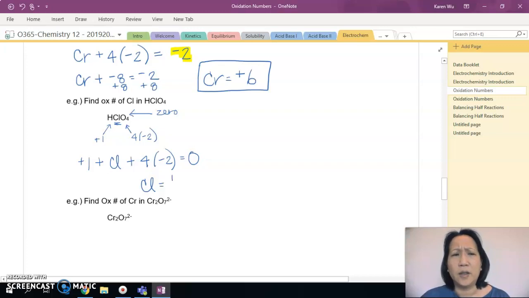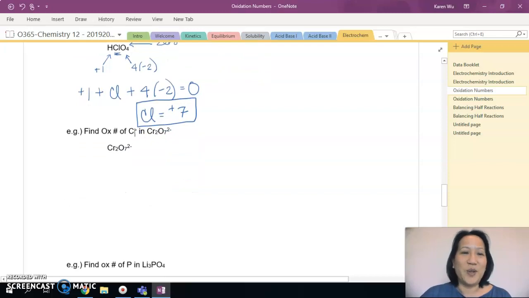Hold on. I'm doing this wrong. Plus 1, okay. 4, here's a -8. Here's a -7 is a +7. Wow, cool. Let me just double check. Plus 1 plus 7 is a +8, -8. Yep, okay. The chlorine here is a +7. Wow, weird.